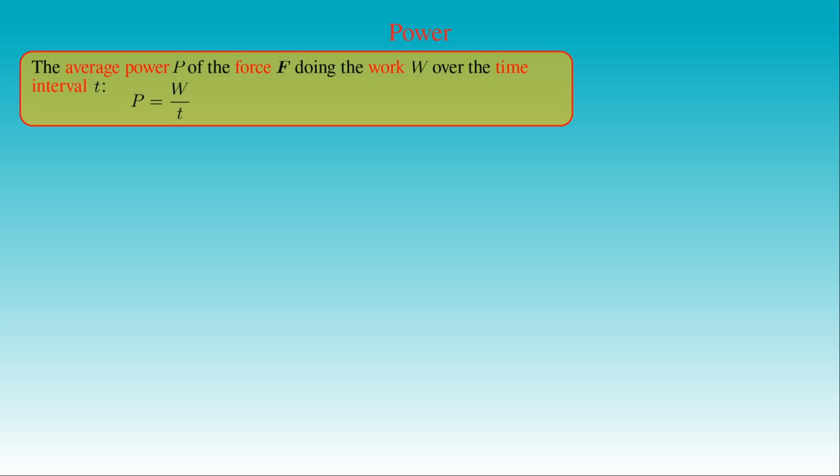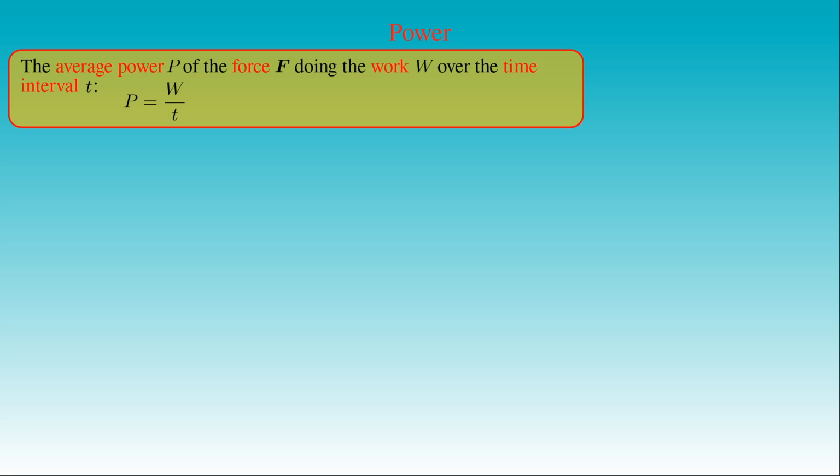We define the average power P of a given force as the ratio of the work W done by the force to the time t required to complete the work. In other words, power is equal to the work done in unit time. Since the unit of work is given by the product of the unit of mass, the unit of length to the power 2, and the unit of time to the power -2, the unit of power is equal to the unit of mass times the unit of length to the power 2 times the unit of time to the power -3.